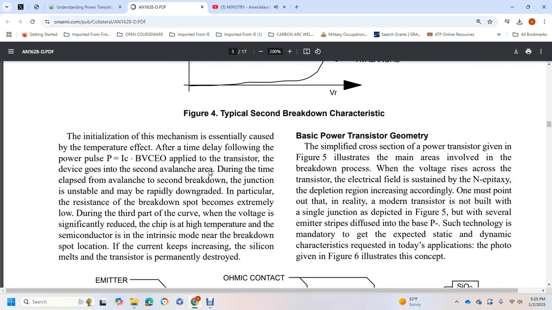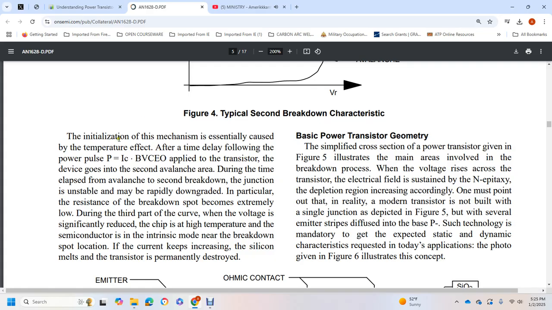The second ionization mechanism is essentially caused by a temperature effect, with a time delay following when the pulse of BVCEO is applied to the transistor device. It goes into the second avalanche area after the time has elapsed. In second breakdown, the junction becomes unstable and is rapidly degraded.